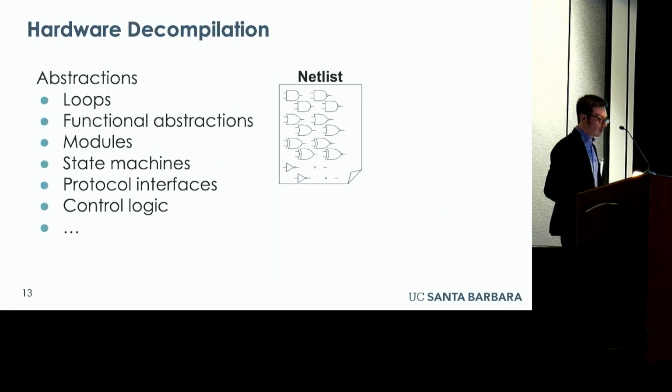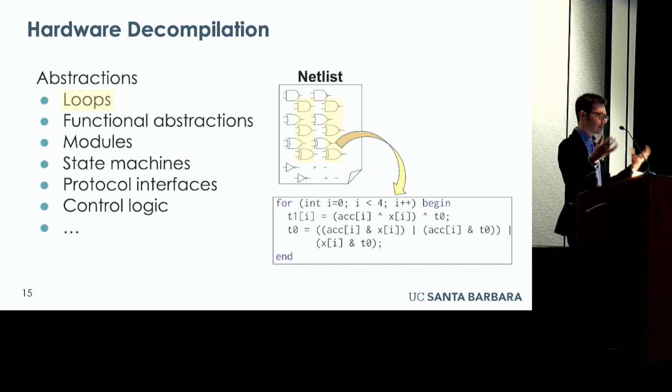Okay, so there's a number of different abstractions that we would love to target with a hardware decompiler. We can think of things like loops, functions, modules, state machines, lots of things like that. What we're focusing on in our work is recognizing repeated logic in these netlist graphs. We want to decompile them back up into loops. We found that loops are a good first step for a hardware decompiler. So we want to lift that back up to a for loop in the HDL code.